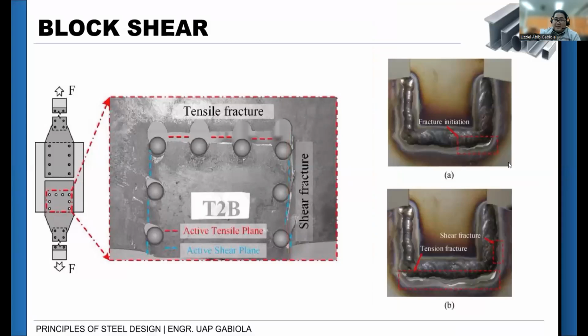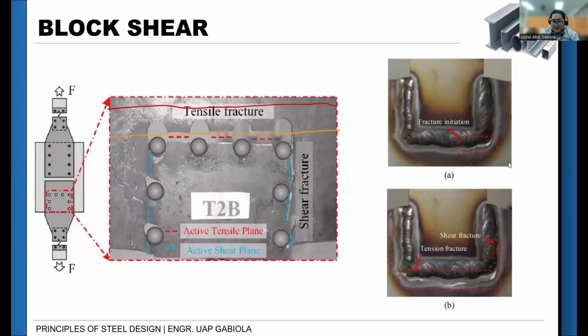Kung ang pinag-uusapan natin ay gross section yielding lang, ang failure lang na titingnan natin is itong portion na ito. Okay? Failure na perpendicular doon sa section natin, that is gross section yielding. And kapag net section yielding naman tayo, ito naman yung mag-fail sa kanya. Dapat dito siya mag-end-to-end sa butas natin.